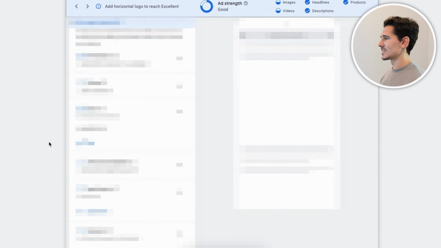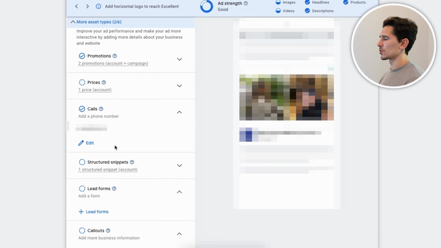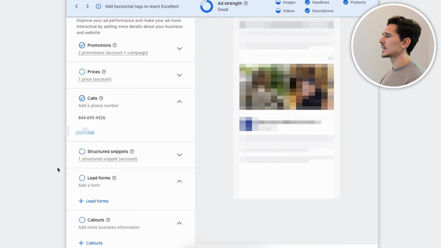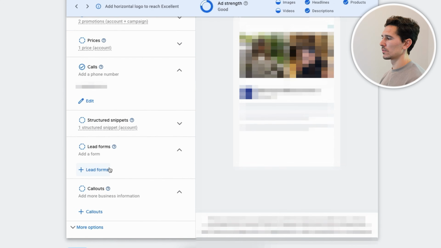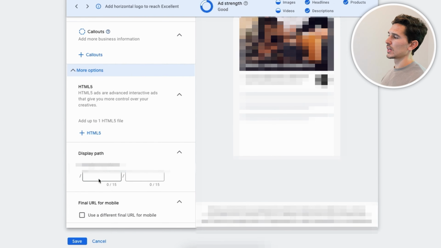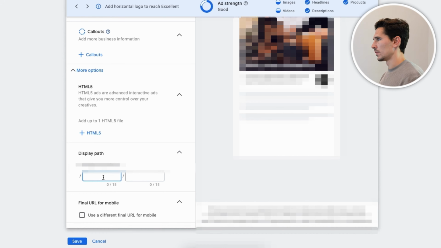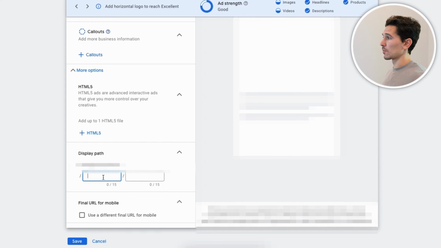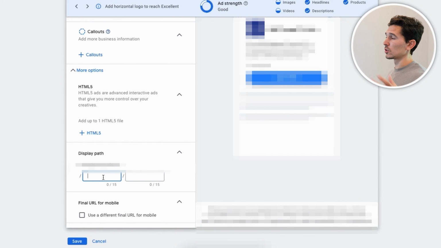Moving into the more assets, we do like to make sure our promotions are set up and our structured snippets are set up. Basically, you can feel free to fill out all of this information except for lead forms. If you do not accept leads, then do not create lead forms. And then moving down to the bottom, your display path. If you're linking to a specific collection or a very, very specific place, of course, fill in your display path so it's a little bit more clear to the consumer. However, in this case, we're not. We're driving to the homepage for the most part, and we're letting Google decide what pages the person should be driven to based on that person's search and so on.